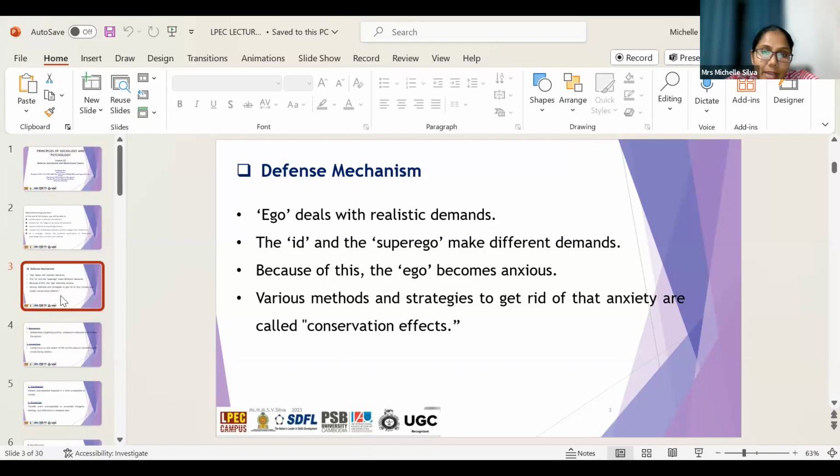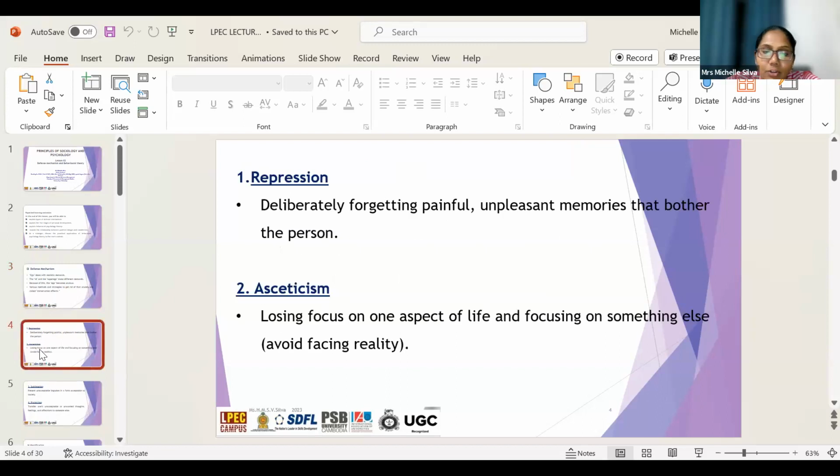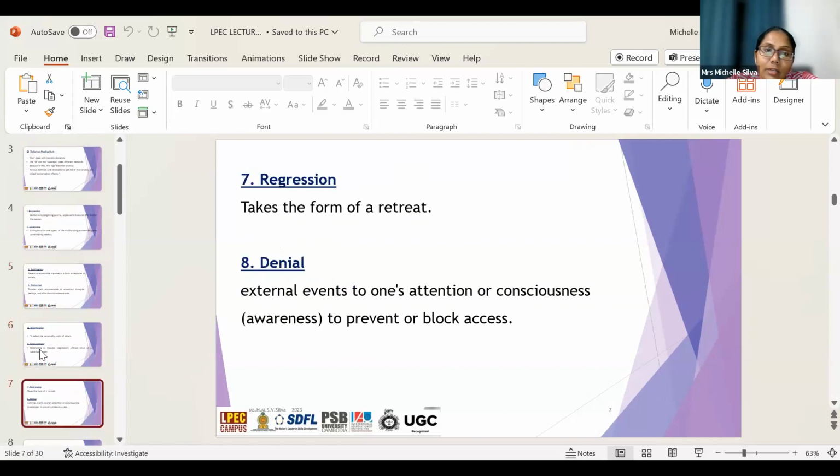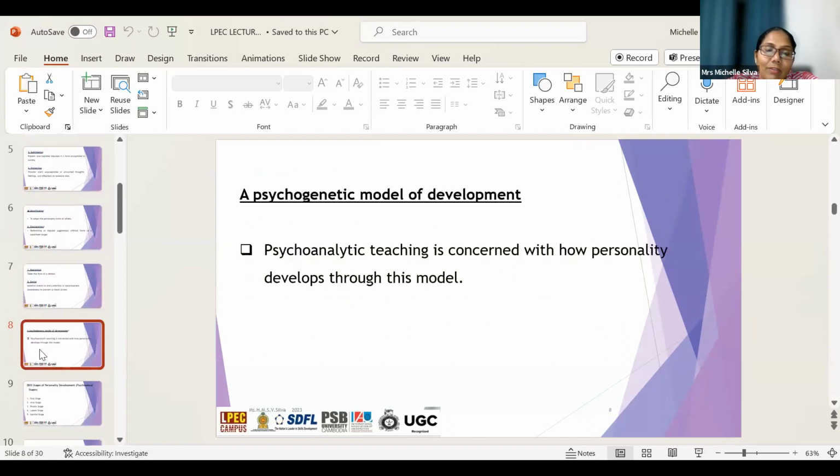So the defense mechanisms are repression, asceticism, sublimation, projection, identification, displacement, regression, denial, likewise, I have explained. At the same time, in the supplementary document also, I have discussed with you.